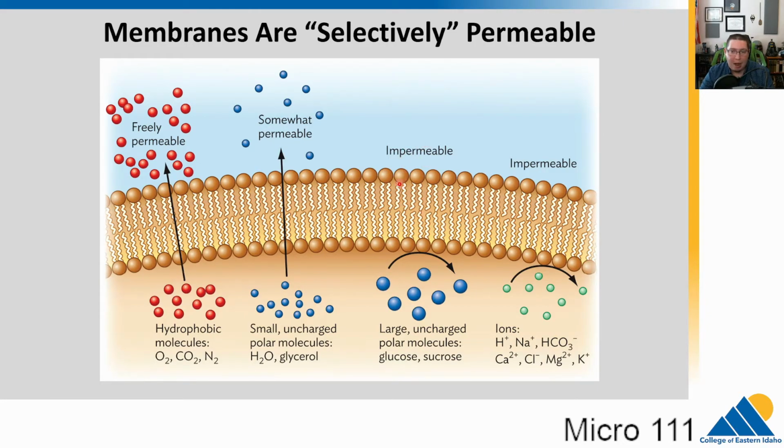So we have to have them move in a different way, right? You have to have sugar get in and out of your cell. Otherwise, your cell's going to die. It needs energy from these sugars. Ions have a charge. They don't move across at all. We have to have a way to move them in and out of the cell. So we'll talk about how that happens in just a moment.